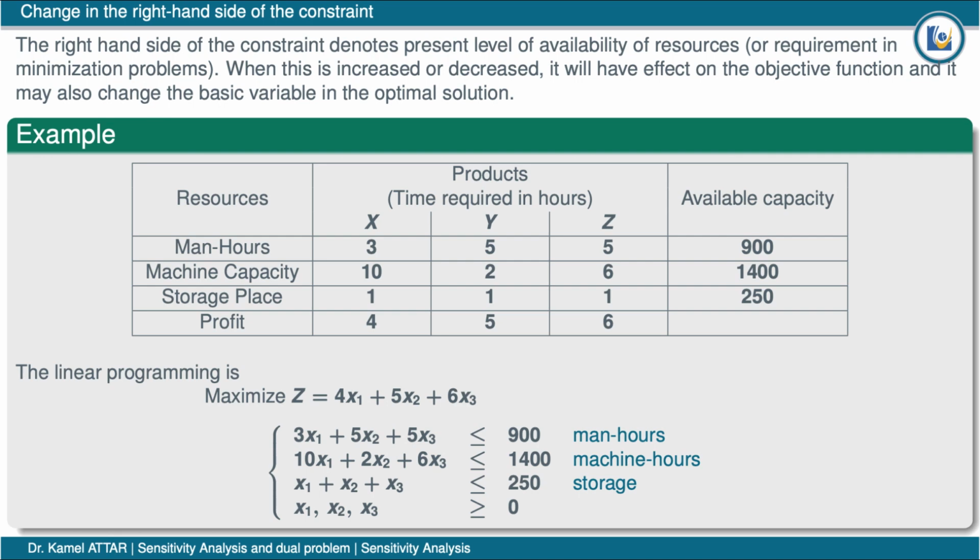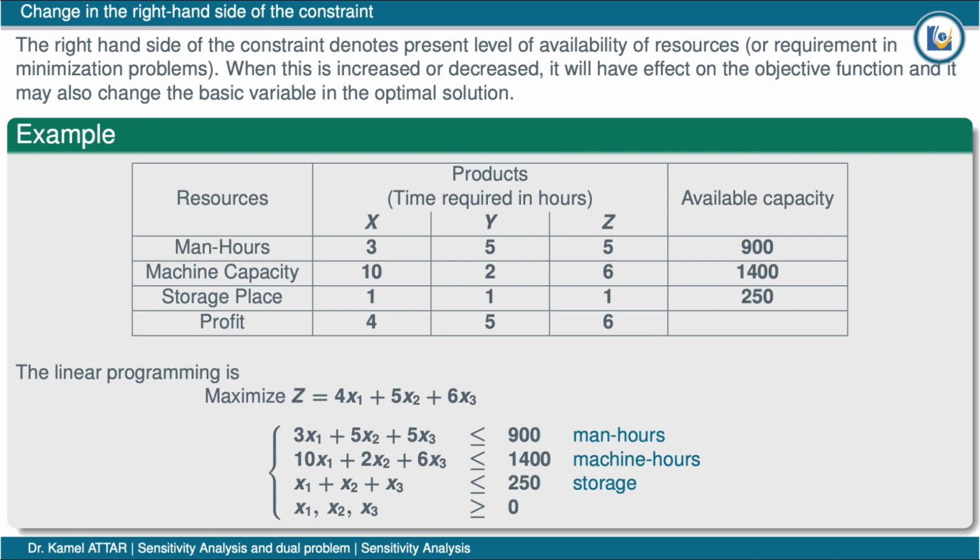We are going to talk about what happens if we make a change in the right-hand side of the constraint. The right-hand side of the constraint denotes the present level of availability of resources, or requirement in minimization problems. When this is increased or decreased, it will have an effect on the objective function, and it may also change the basic variables in the optimal solution.